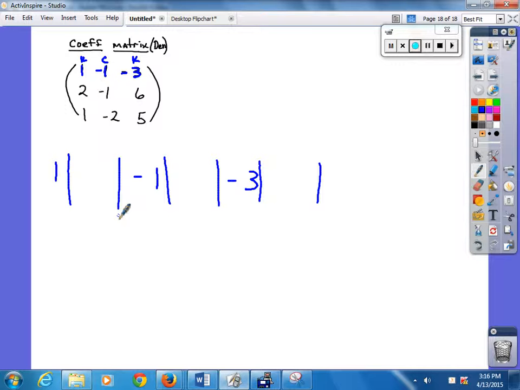Negative 1, 6, negative 2, 5. 2, 6, 1, 5. 2, negative 1, 1, negative 2.